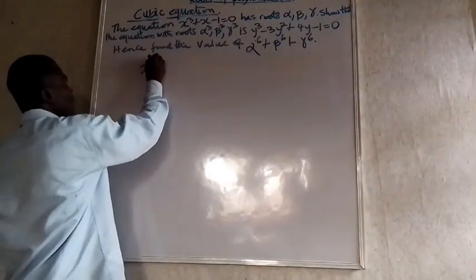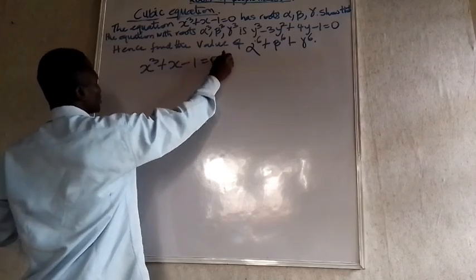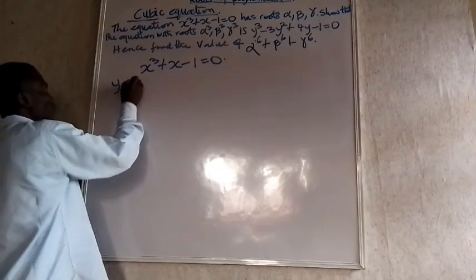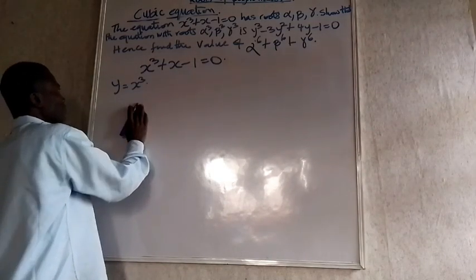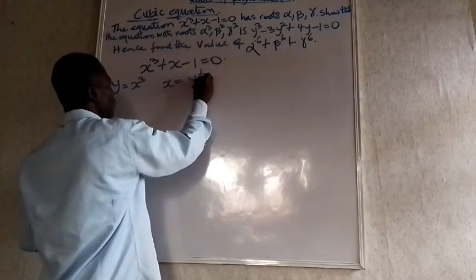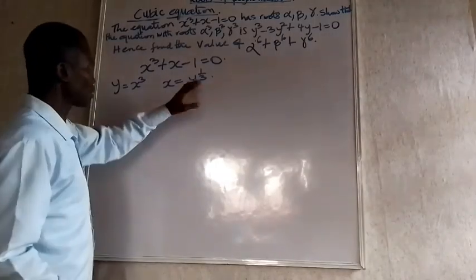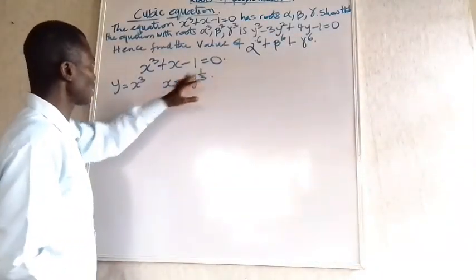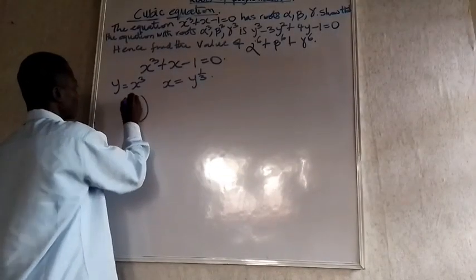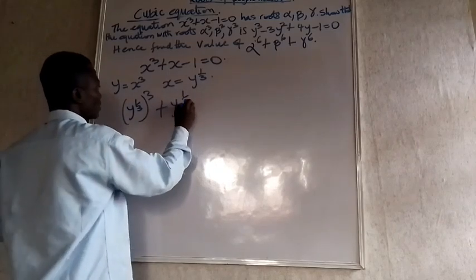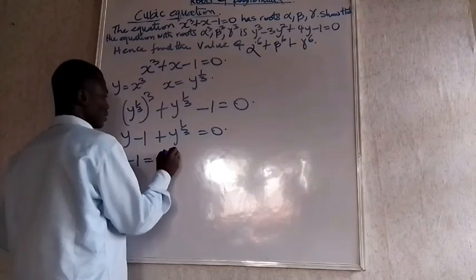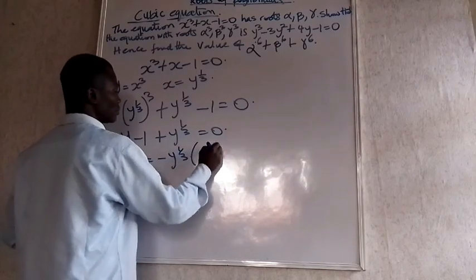Now we have this x cubed plus x minus 1 equals 0. Now, if we use substitution, it means that y will be equal to x cubed. So we can now say that x equals y raised to power 1 over 3. We will now substitute y raised to power 1 over 3 for x in this equation. So we are going to have y raised to power 1 over 3 plus y raised to power 1 over 3 minus 1 equals 0. From here, I'm going to have y minus 1 is equal to minus y raised to power 1 over 3. Now let me cube both sides.